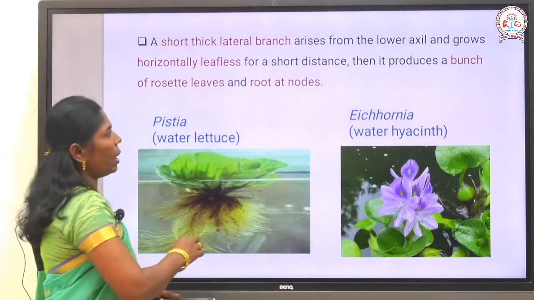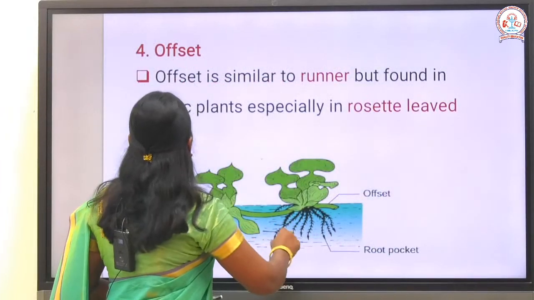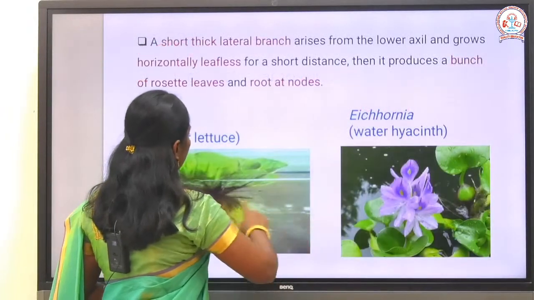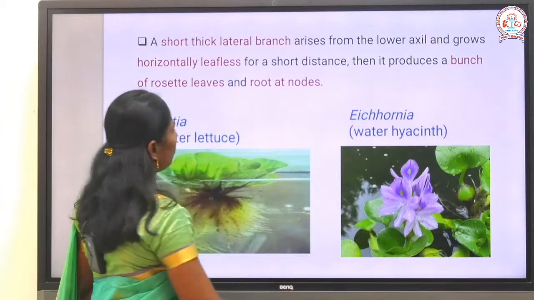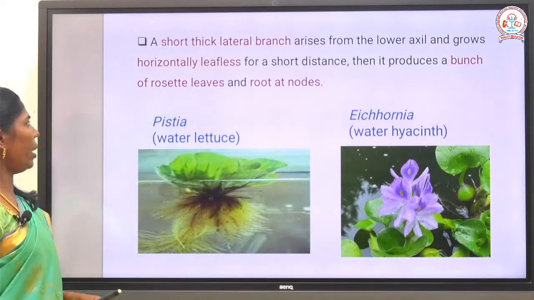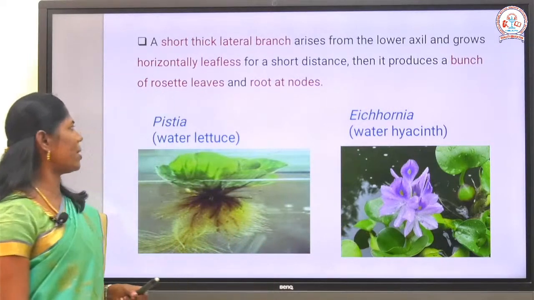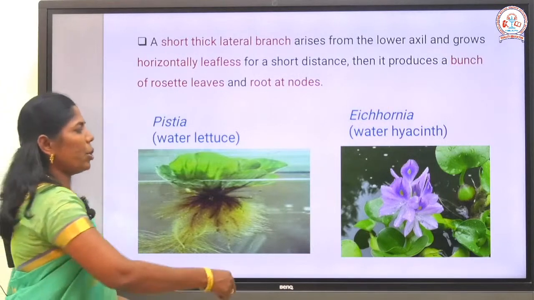So Pistia, and another one is Eichhornia. Eichhornia is otherwise called water hyacinth, and Pistia is otherwise called water lettuce.